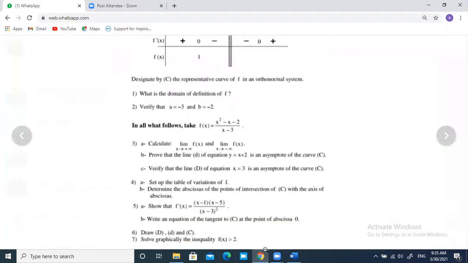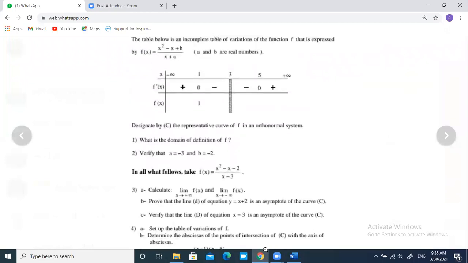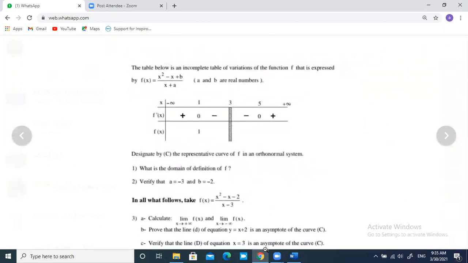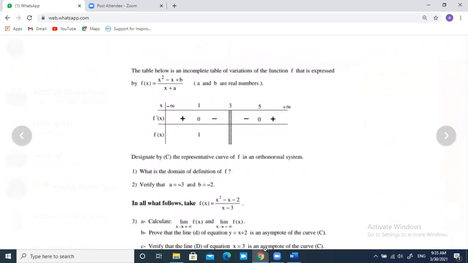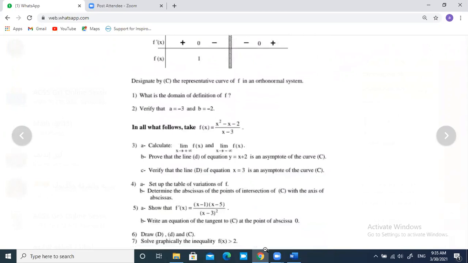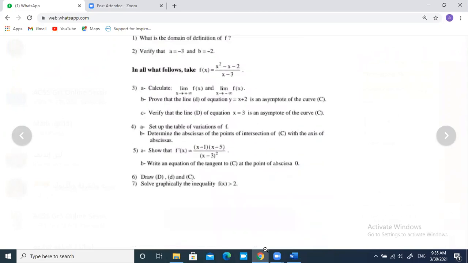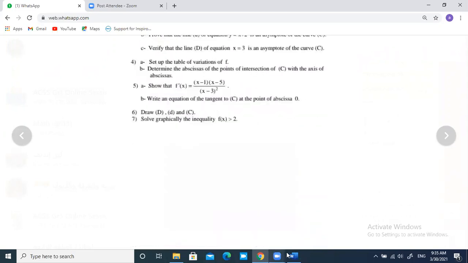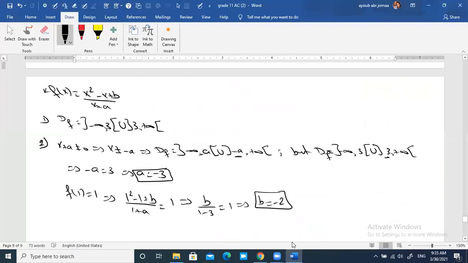The exercise has become an ordinary exercise. When you replace a and b by their values, then you'll get f of x equals x squared minus x minus 2 over x minus 3. Then it becomes an ordinary exercise like every other exercise. Okay. Any questions? Surely no questions.